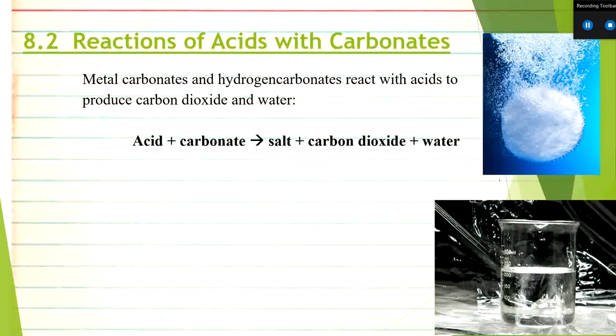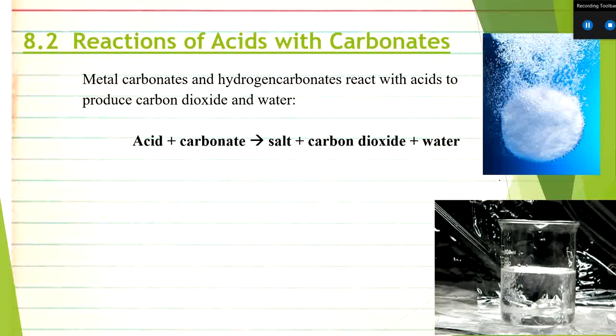So the next reaction is acids with carbonates. Carbonates you may be familiar with as antacids like Tums, or again the classic baking soda vinegar reaction is an acid with a carbonate compound. Okay, so metal carbonates and hydrogen carbonates react with acids to produce carbon dioxide and water and a salt.